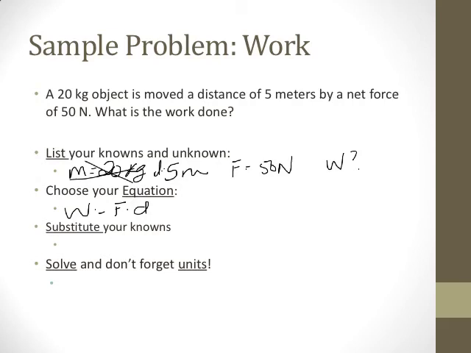Okay? So, the other knowns exactly match what we do need. So, work is equal to 50 times 5, or 250. You could write joules like you're used to, or you can write newton meters. Either works, but not both. It's either or. Okay?